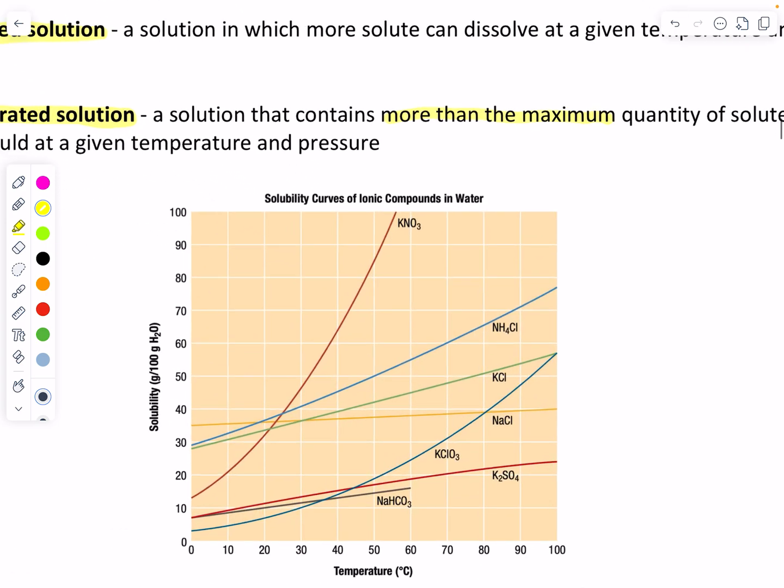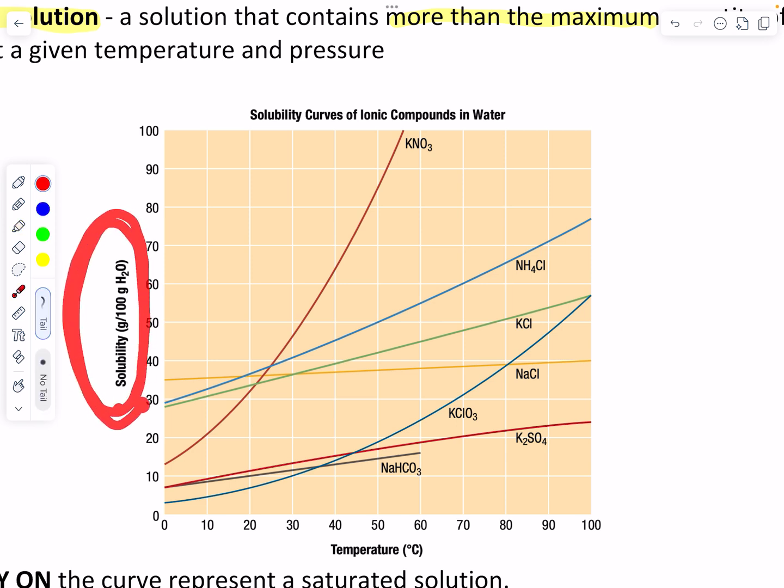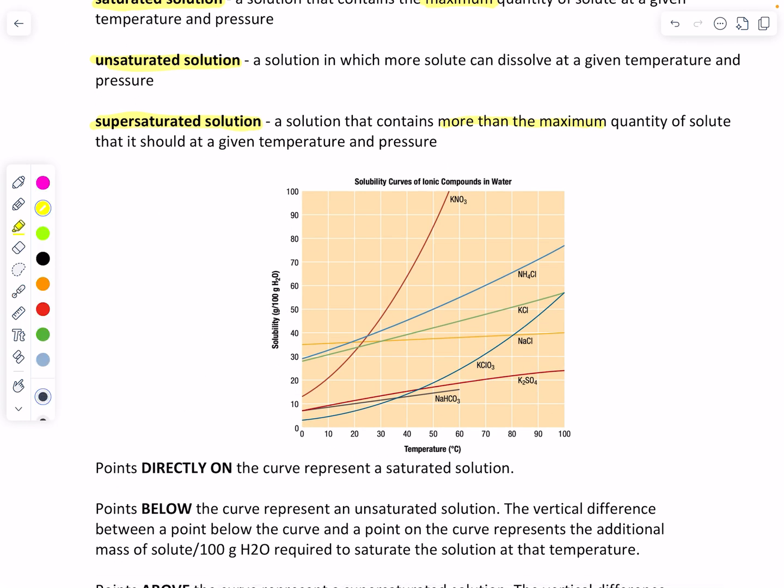Take a look at this figure. This figure shows the solubility in grams per 100 grams of water of various substances at various temperatures. And we can use this table to determine the type of solution that will form for a given amount at a given temperature for different compounds. Points directly on the curve represent a saturated solution.